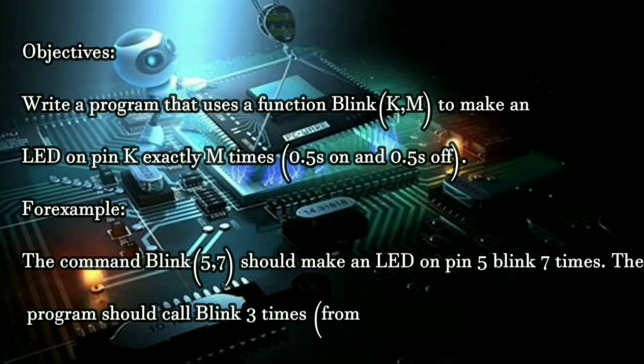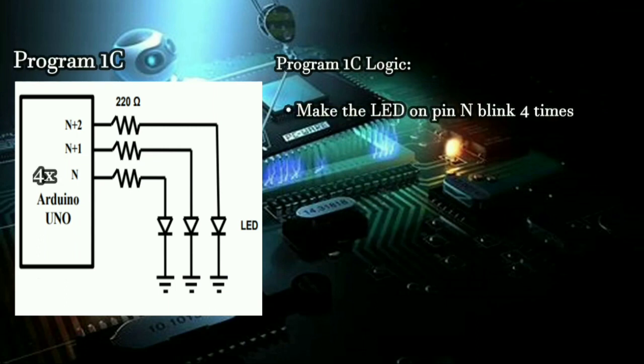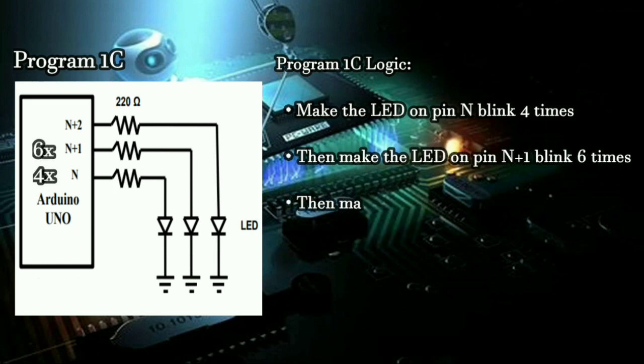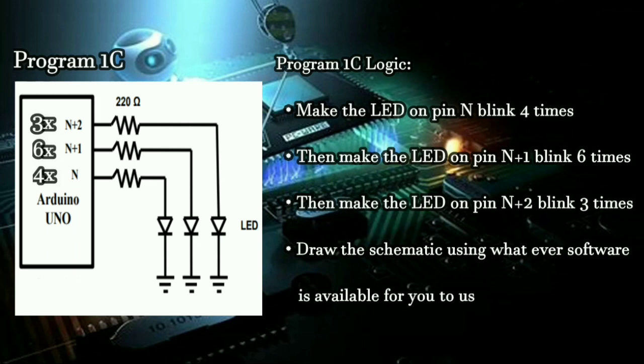And the program should call blink 3 times from setup to do the following. First, make the LED on pin N blink 4 times. Then make the LED on pin N plus 1 blink 6 times. Then make the LED on pin N plus 2 blink 3 times. And for our last task, draw the schematic using Tinkercad or any software that you want. In our case, we'll be using Tinkercad.